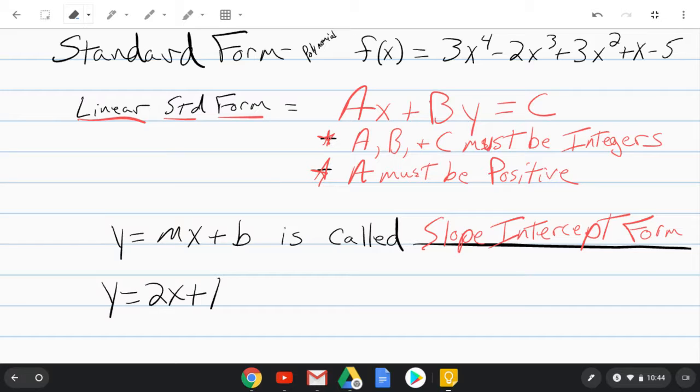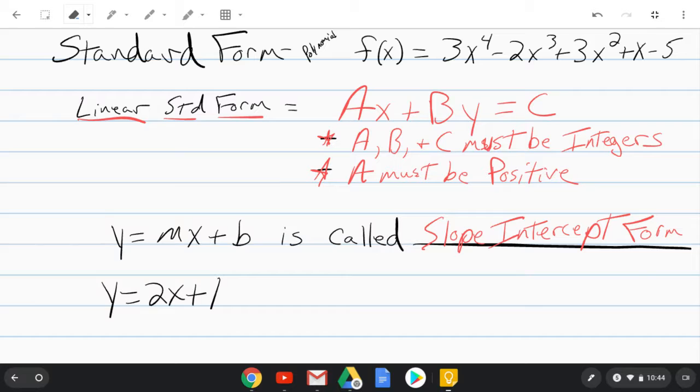All right, I know you're still writing, but I'm going to go ahead and start. Standard form, as I mentioned, when we're talking about polynomials, is your terms lined up from high to low. But linear equations have their own standard form. And that standard form is ax plus by equals c, where a, b, and c must be integers.